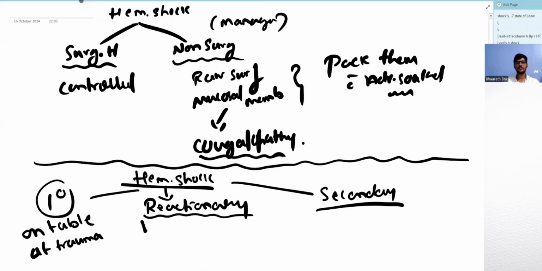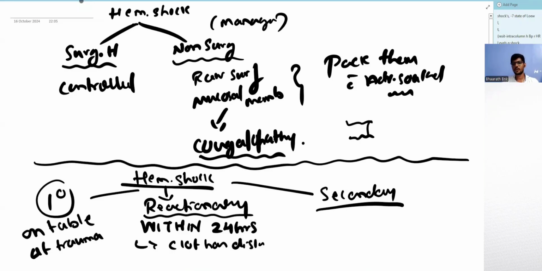Reactionary hemorrhage is the hemorrhage which is not happening on table but within 24 hours. Now, this is because either the clot has dislodged. For example, there was a bleeding from a blood vessel, and this blood vessel formed a clot, and this clot had stopped the bleeding. But you resuscitated the patient. When you resuscitated, the blood flow increases. Till now, the blood vessel was constricted. You resuscitated, the BP of the patient became normal, the blood flow increased, and this increased blood flow has dislodged this clot. So, one of the reasons for dislodgement of the clot is resuscitation of the patient.